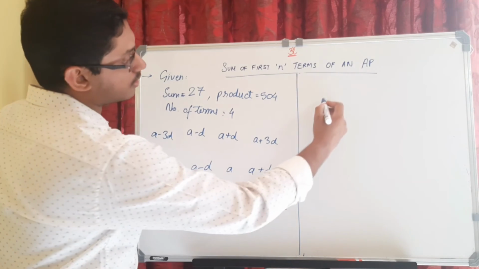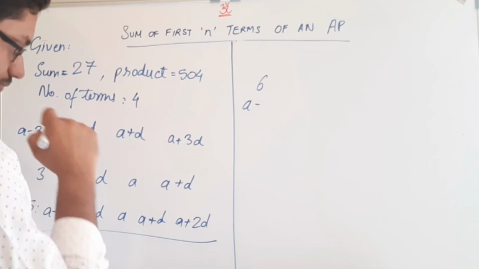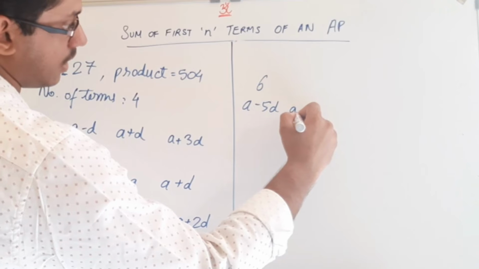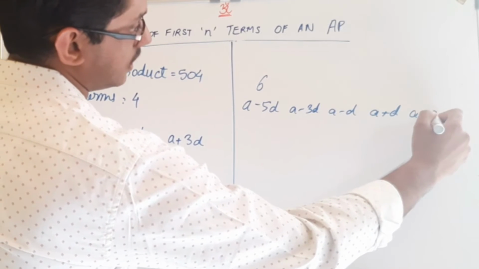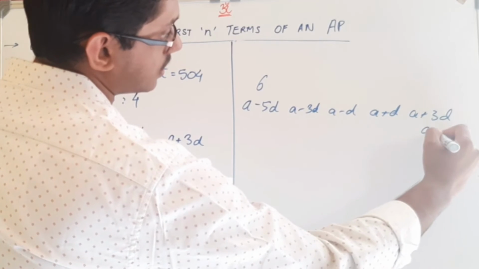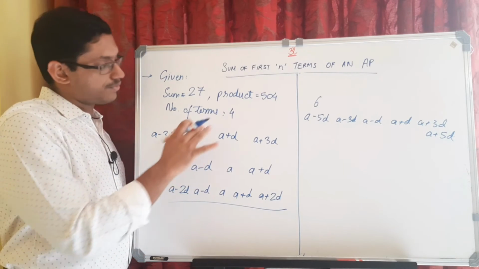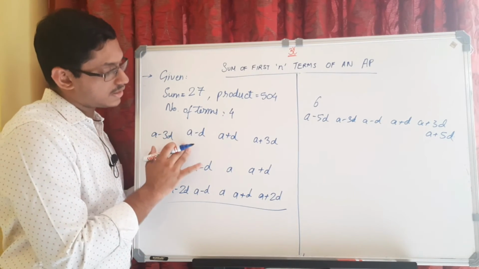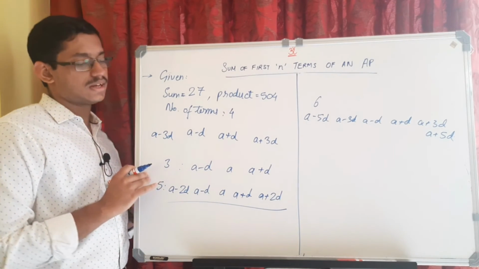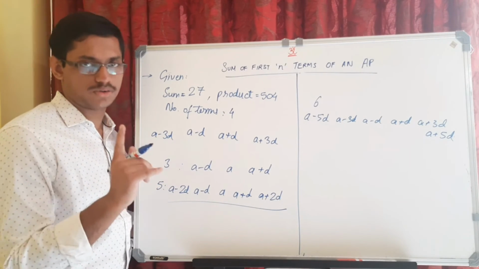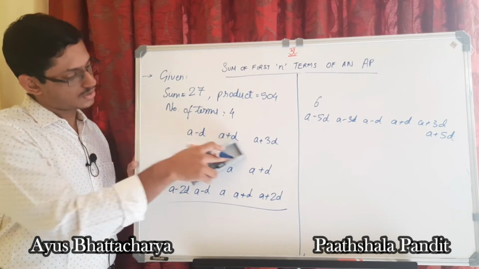Suppose the number of terms is given as 6. So what will you do? a minus 5d, a minus 3d, a minus d, a plus d, a plus 3d, a plus 5d, like this. So you can understand now, if an even number of terms is there, you have to take terms that have an interval of 2 units. If an odd number of terms is there, then you have to take intervals of 1 only, like here. So I hope you understood this concept.